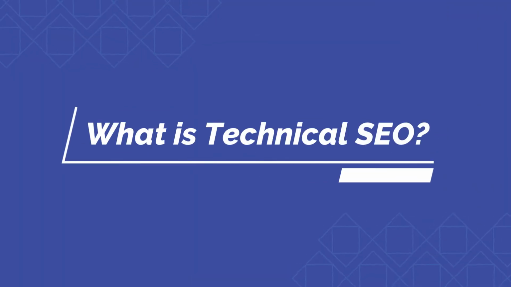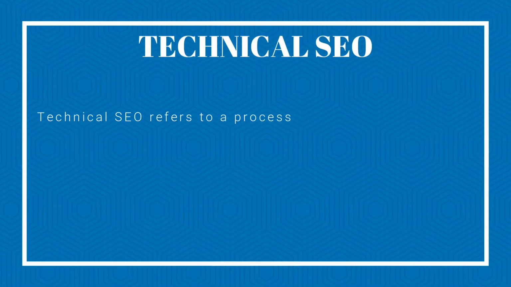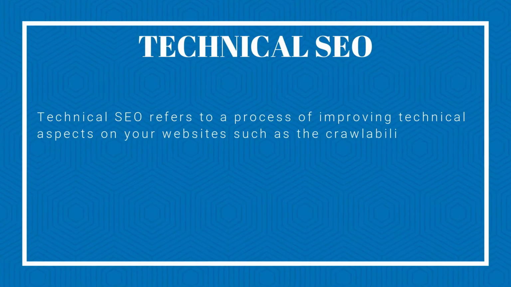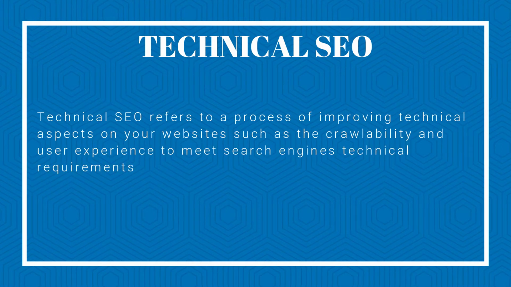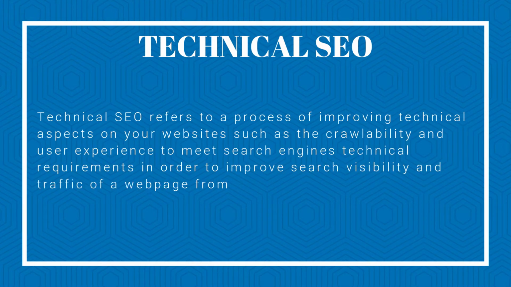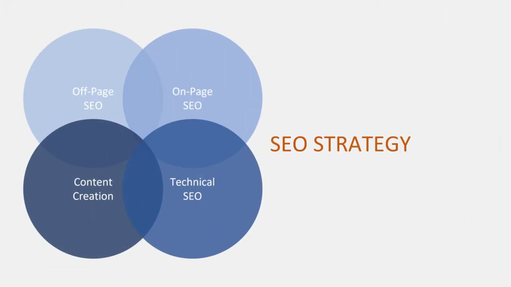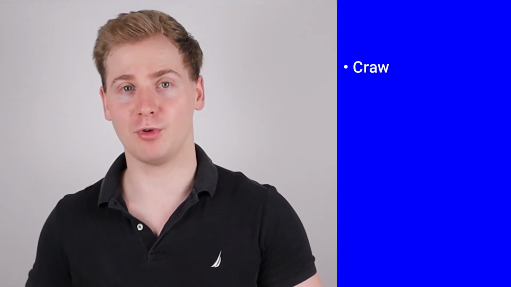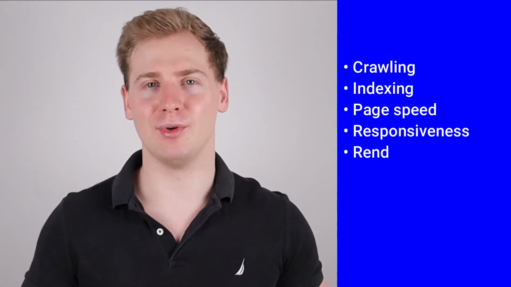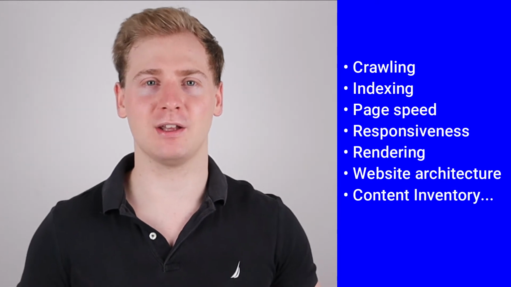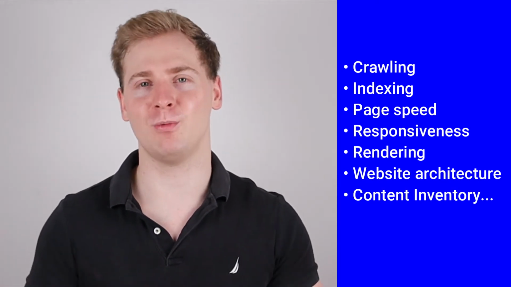So, what is technical SEO? Technical SEO refers to a process of improving technical aspects on your website, such as the crawlability and user experience to meet search engines' technical requirements in order to improve search visibility and traffic of a web page from search engine result pages. Technical SEO is just a part of the overall SEO strategy for B2B or B2C. And here, you will be focusing on improving the infrastructure of your website, such as crawling, indexing, page speed, responsiveness, rendering, website architecture, content inventory, and so much more.